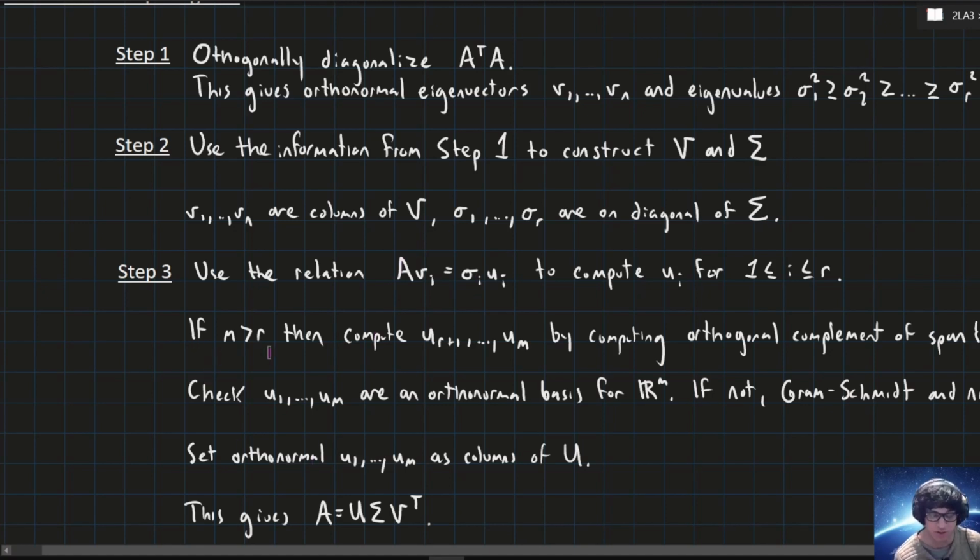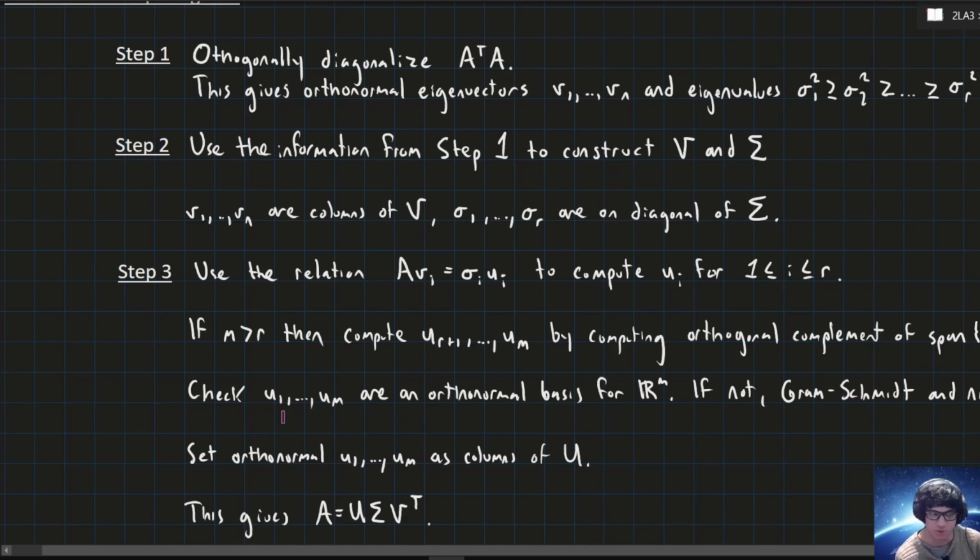If m is greater than R, then we'll have some extra vectors that we need to compute, uR plus 1 through um. How we do that is by looking at the span of u1 through uR, and then computing the orthogonal complement of that span. We know how to compute the orthogonal complement of a span. We just put these vectors as rows in an augmented matrix for a homogeneous system.